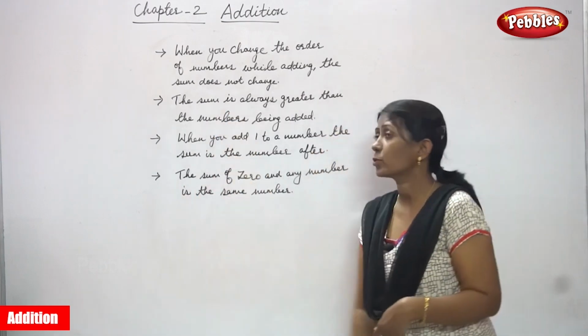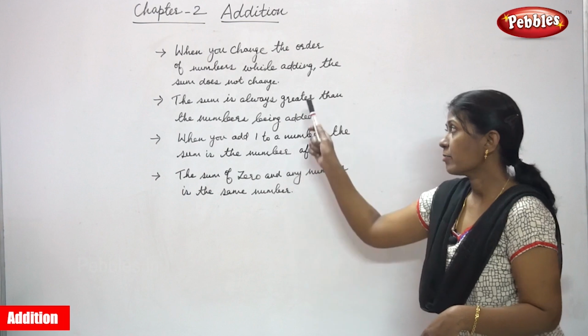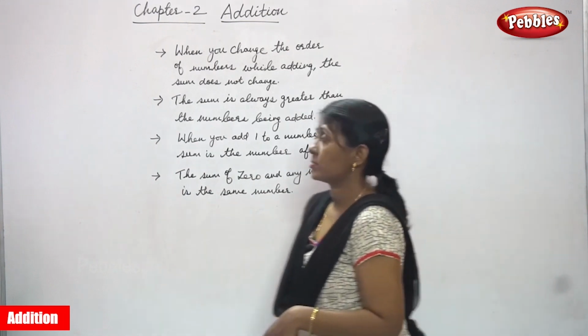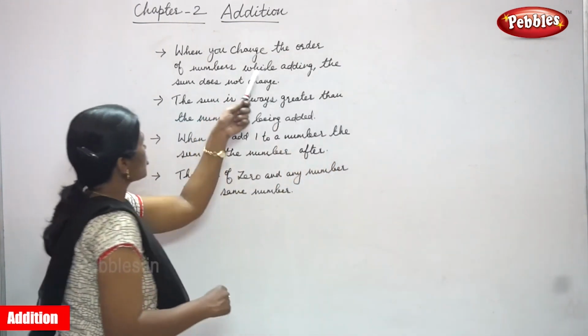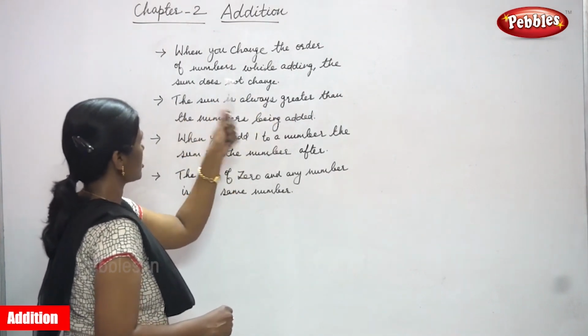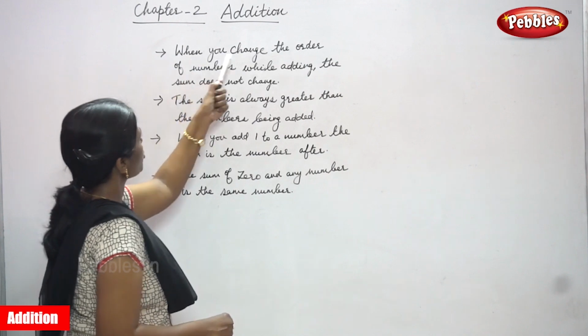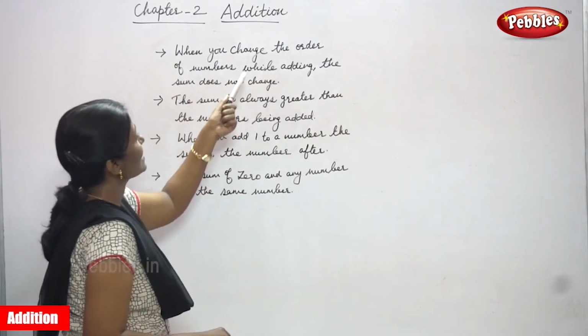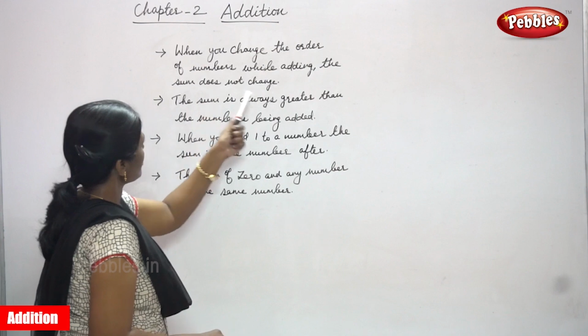In today's class, we are going to see Chapter 2 Addition. So now we are going to see the rules and regulations of addition. The first one: when you change the order of numbers while adding, the sum does not change. I'll repeat, when you change the order of numbers while adding, the sum does not change.